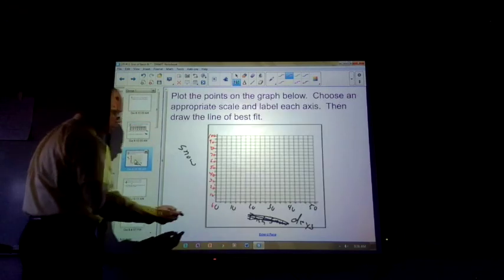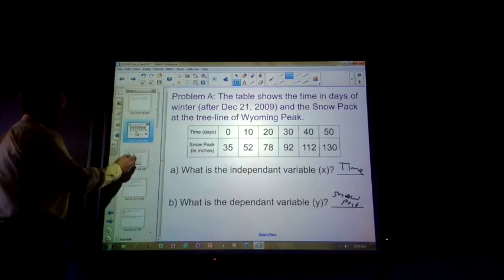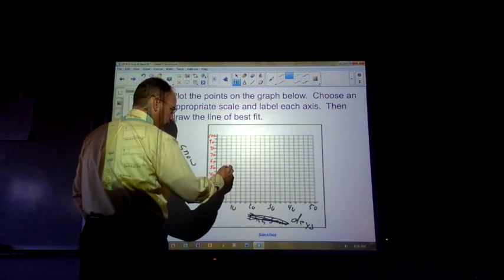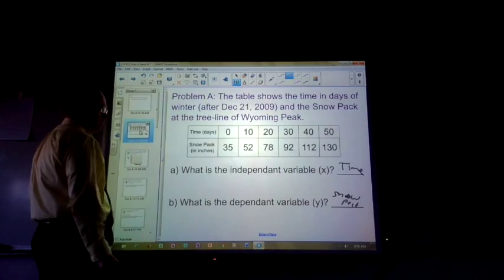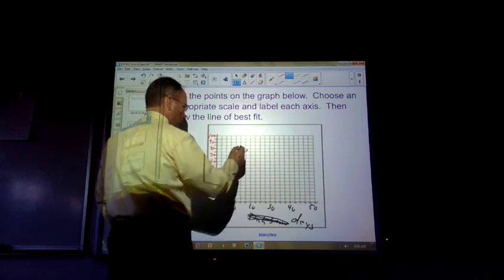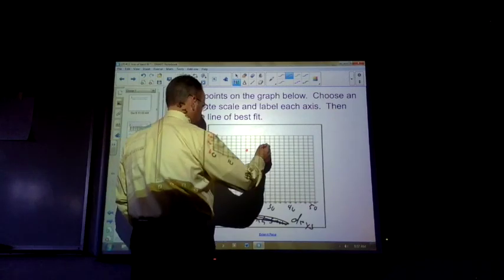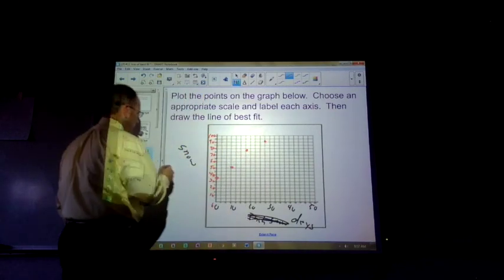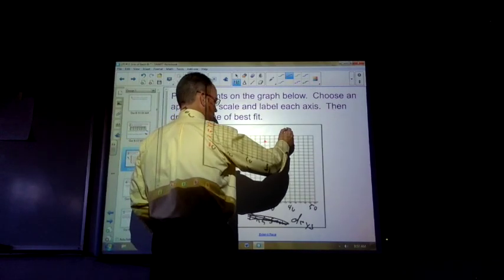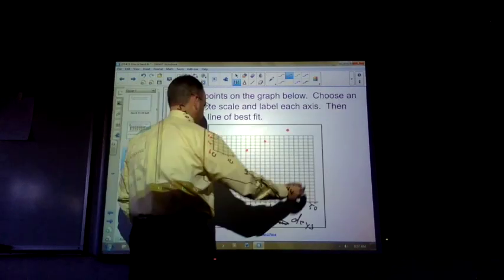So going back, 0 at 35, 10 at 52, 20 at 78, 30 at 92, and then we're going to go right off this, 40 at 112, and then 50 at 130.